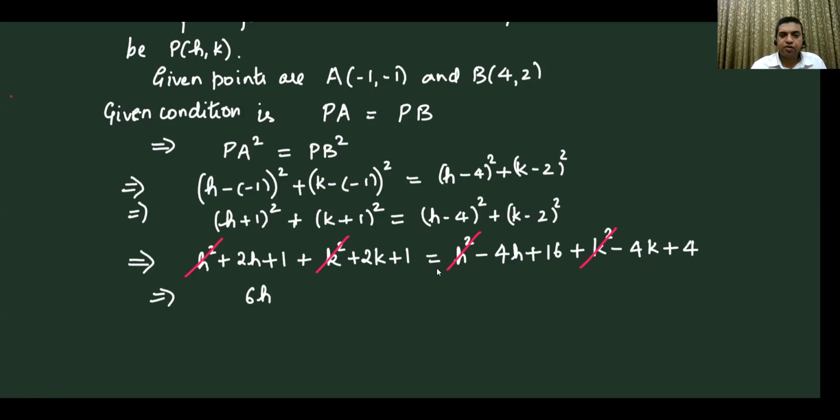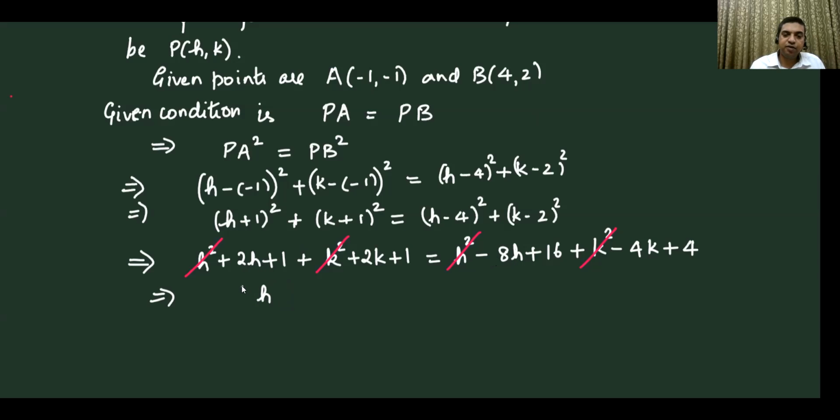I'm sorry, I made one mistake. Where did I make the mistake? Anybody? It is right here, this is 8h. (a minus b) whole square is a square minus 2ab, 2 times 4, that is 8. All right. So you get 2h minus minus 8h.